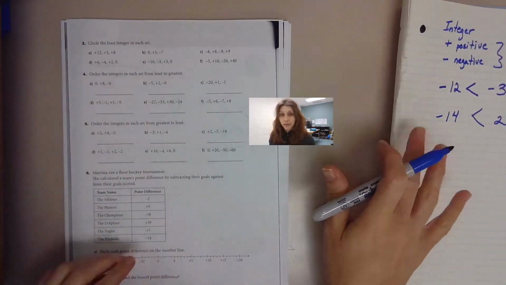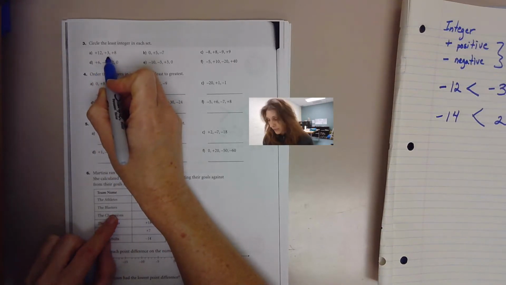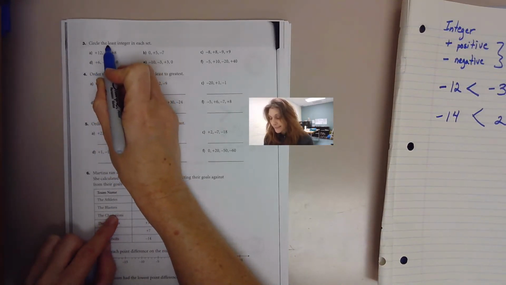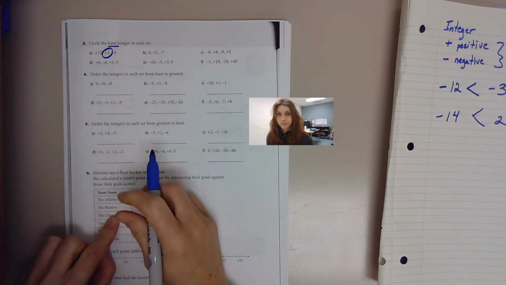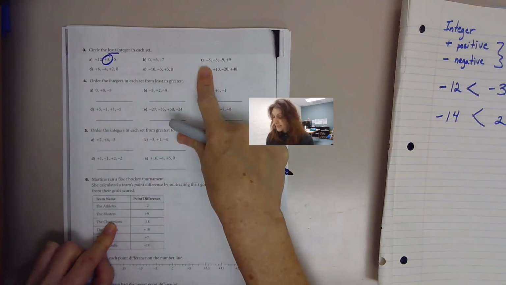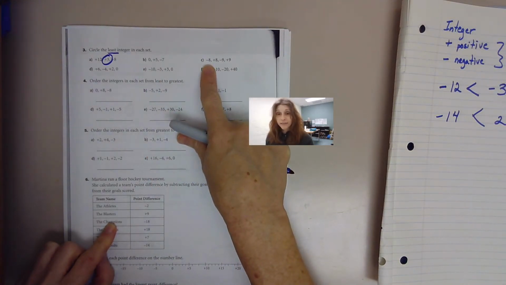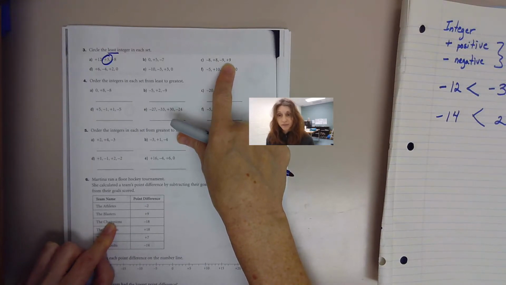So let's think about this. Positive 12, positive 3, and positive 8. Which one is the least? Well, 3, okay? You do B on your own. C, negative 8, positive 8, negative 9, positive 9.